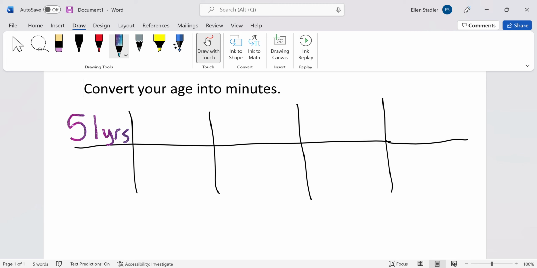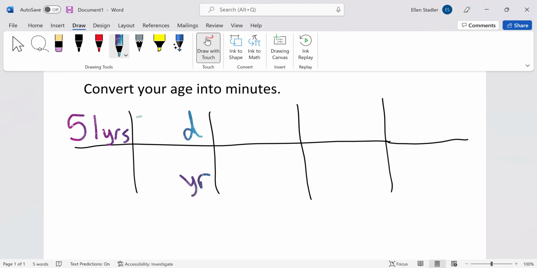So the first thing I need to do is make years go away. Since years is on the top, it has to go on the bottom. And I can't go right from years to minutes. I don't know that conversion without asking one of my smart devices, and I'm not going to do that. I'm going to go from years to something smaller. I can go from years to days.